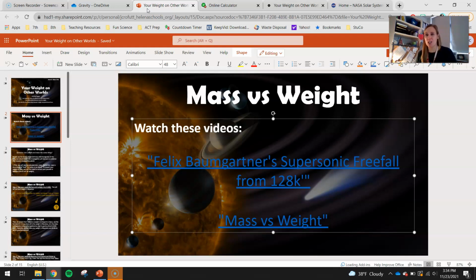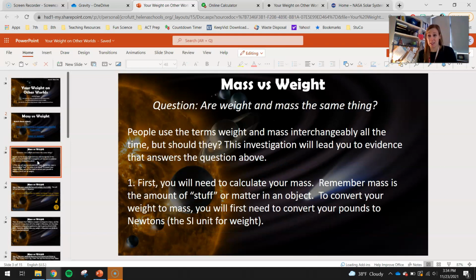But nothing about Jeremy's mass has changed. He still has the same amount of atoms and molecules that make up his body. So that's the big difference between mass and weight. Again, mass is how much stuff makes up your body, versus weight is how much gravity is pulling you down. Okay, so with that being said, we're going to start by taking a look at what your mass is.